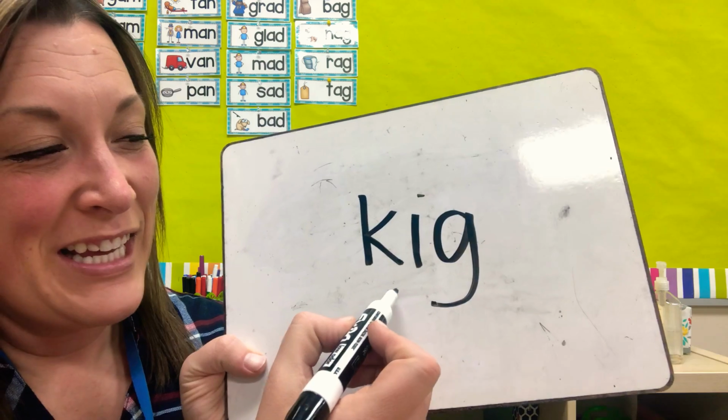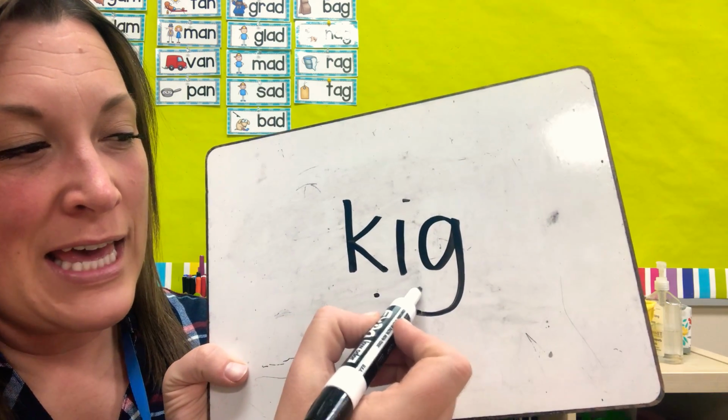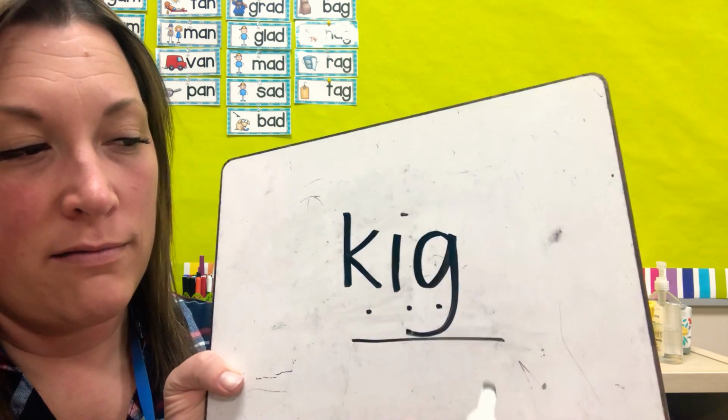I'm trying to think of, let's see. I have to think of nonsense words, which is kind of tricky sometimes. Okay, ready? K, i, g, kig. That's not a real word, right? So we're just practicing saying the sounds and then blending them together. We're gonna practice these on the Zoom on Thursday, so if you could be there, that'd be awesome because we can practice them together.